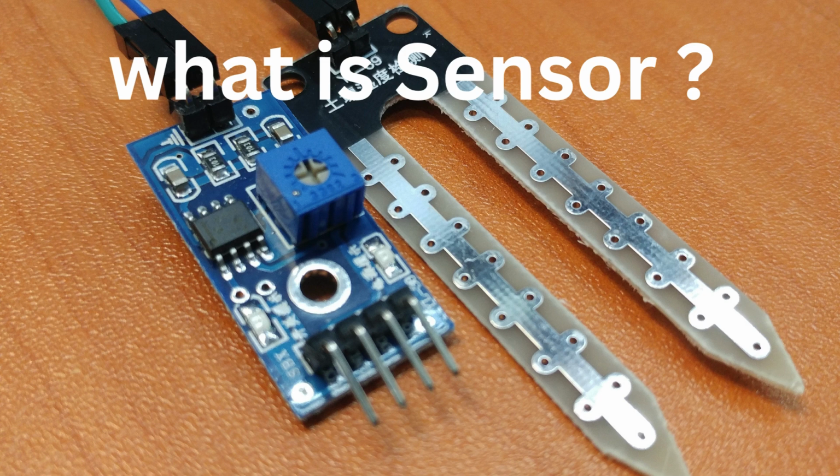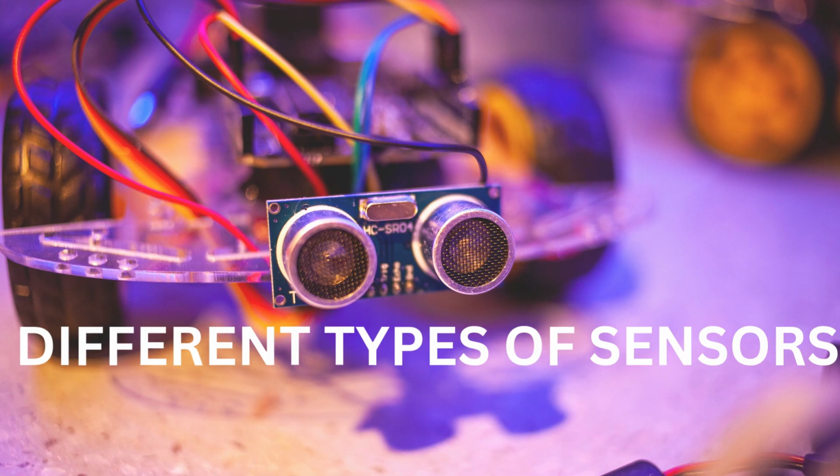Going to the topic, what is a sensor? A sensor is an electronic device that detects and measures physical changes in environmental conditions. In simple words, a sensor acts like our human senses. Eyes detect light, ears detect sound, nose detects smell, but sensors do it electronically. Sensors are mostly used in electronics, robots, smart devices, cars, and even in our homes.